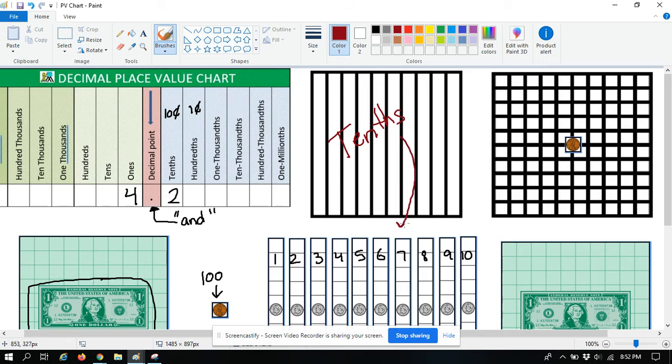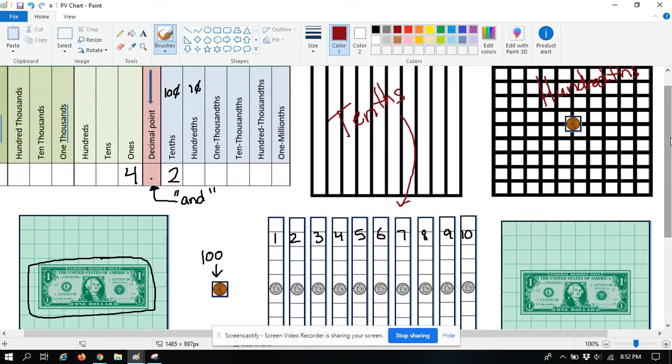They look like these. And then over here on the right, you notice there are 100 pieces right here. So we would call this the hundredths. And again, 100 pennies makes up a dollar, or 10 dimes make up a dollar, or 10 tenths make up one whole, or 100 hundredths make up one whole.